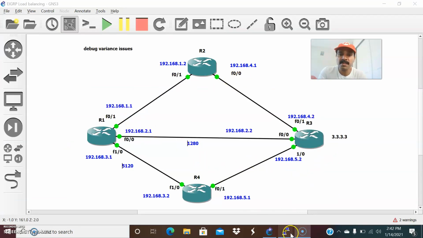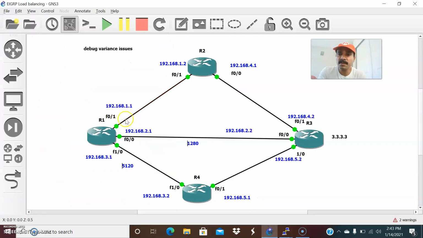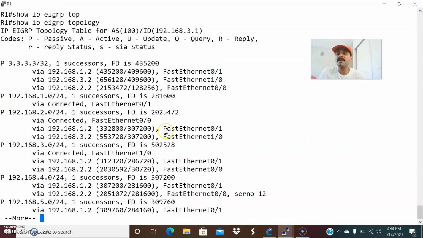Let us go to R1. You are able to see, right? We'll take only this 3.3.3.3 prefix. It is showing 1.2, 3.2, and 2.2. You are able to see, right? These are the three paths it is taking, and we are able to see those three paths in the EIGRP topology table.